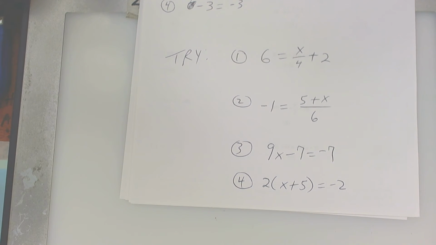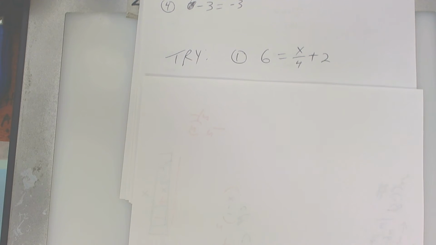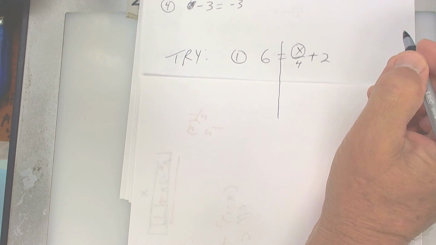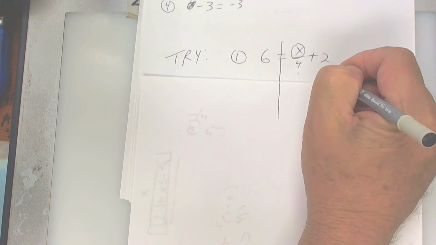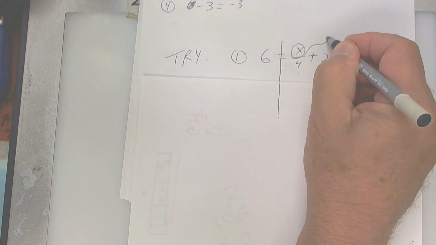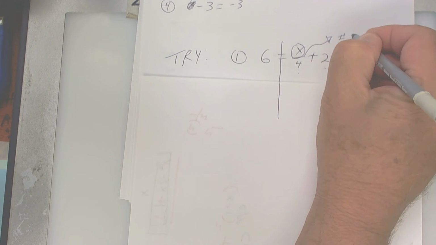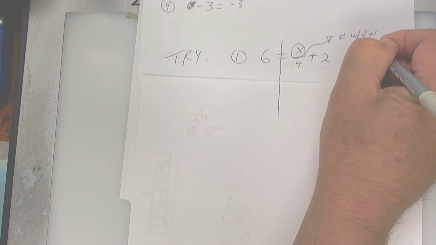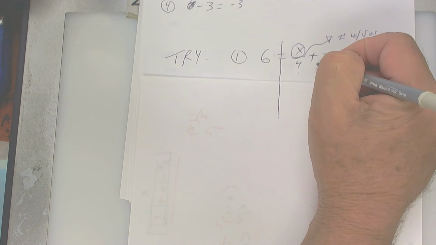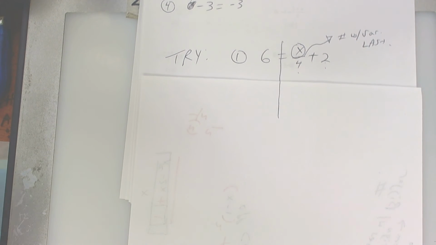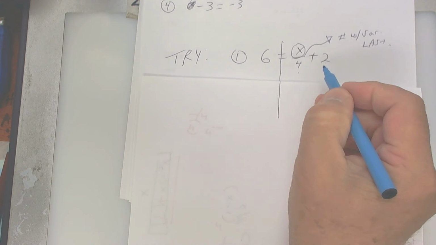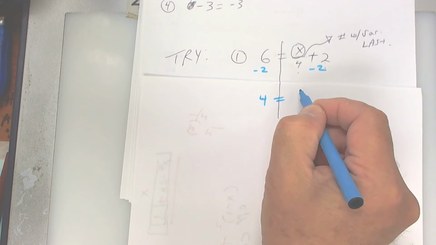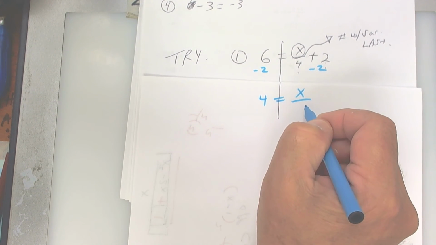All right, well, let's take a look. Number 1, draw your line, circle the x. You want to get rid of the 4 and the 2. Now, write this down. The number with the variable is last. So here you want to do the opposite of a plus 2. So you want to do a minus 2 on both sides. So that gives you 4 is equal to x divided by 4.